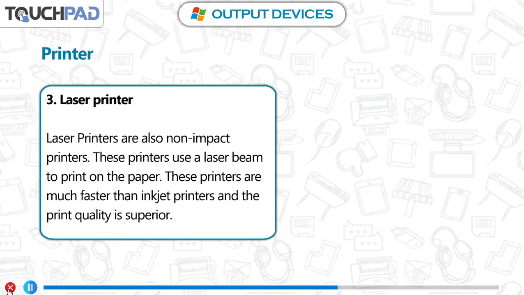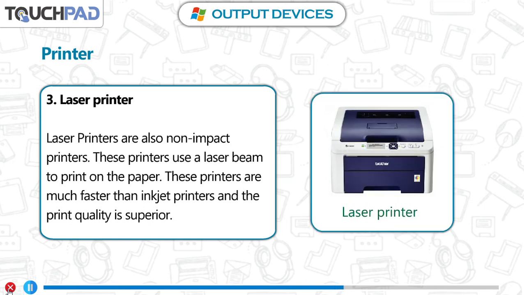3. Laser printer. Laser printers are also non-impact printers. These printers use a laser beam to print on the paper. These printers are much faster than inkjet printers and the print quality is superior.